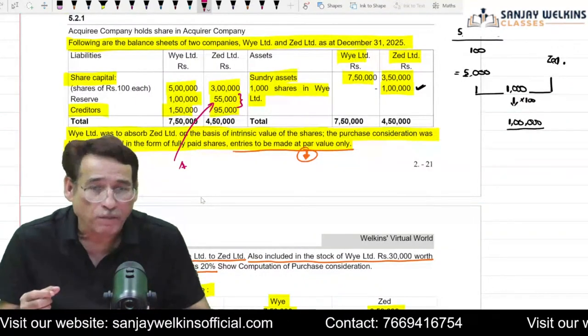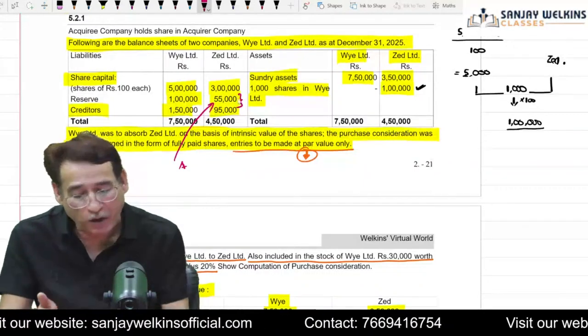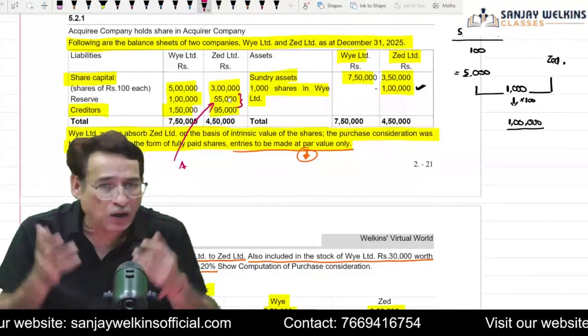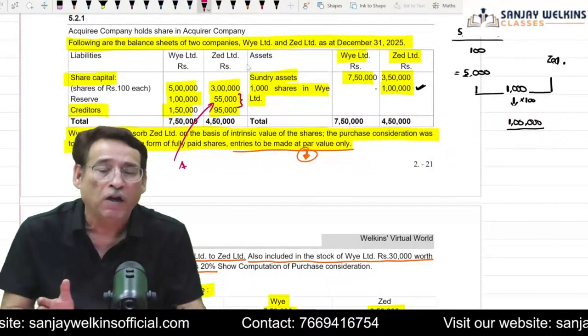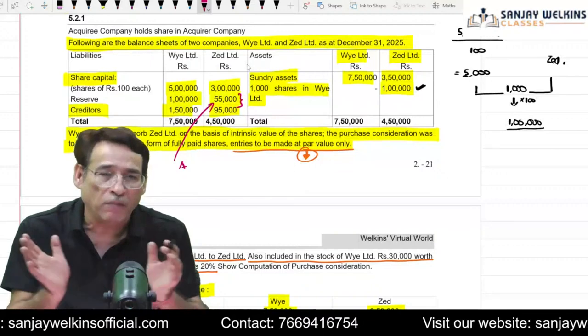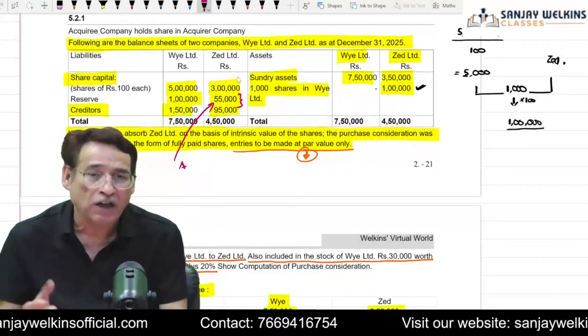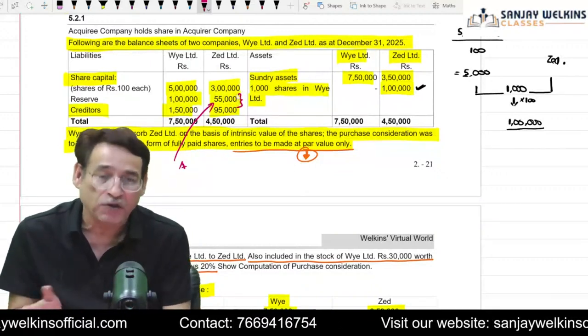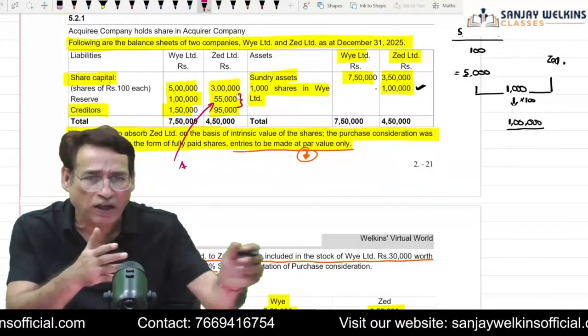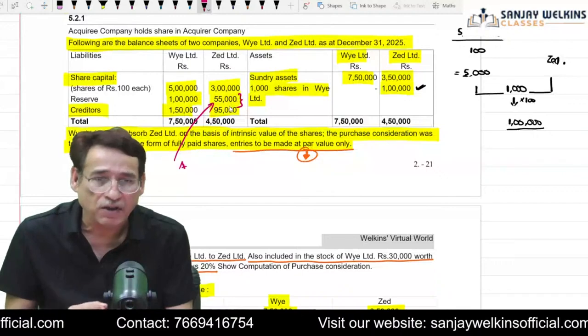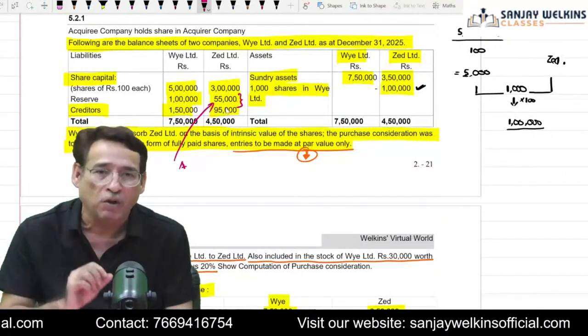What does it mean? It doesn't mean that we are taking over the reserve, because we cannot take over the reserve. It is as simple as that. Suppose I would do accounting in the books of the acquiree company. Quite obviously, the acquiree company must have transferred reserves and share capital to shareholders' account. So it is already closed. So how can I actually take the reserves? Technically, reserves cannot be taken over.